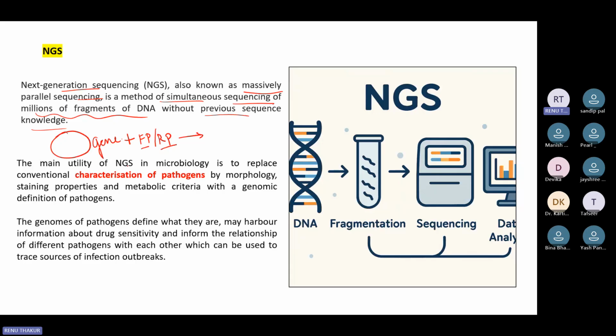The main utility of NGS in microbiology is to replace conventional characterization of pathogens by morphology, staining properties, and metabolic criteria with a genomic definition of the pathogen. Whenever we isolate a microorganism, we go for morphological characterization: whether the bacteria look like cocci, bacilli, vibrios or something else, and after that the texture, color, and elevation. That is known as morphological characterization of the bacteria.